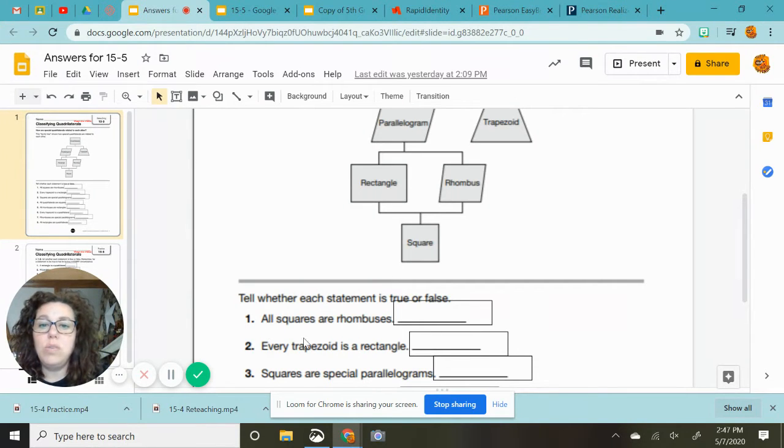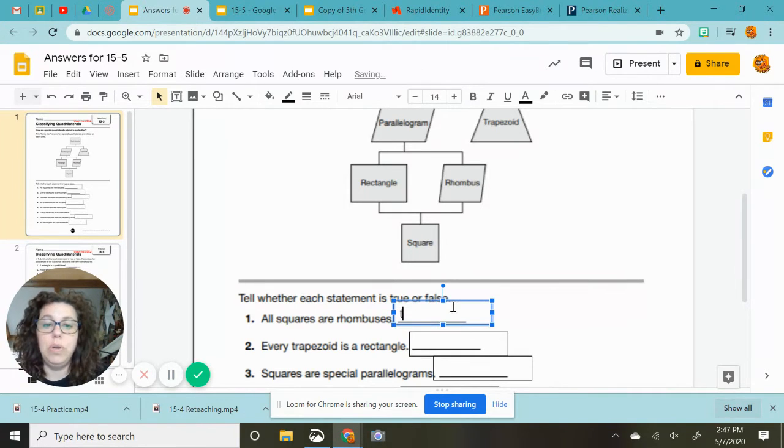So, all squares are rhombuses. That is going to be true. And we already talked about that because of that question with Aretha and Marvin on the previous day. So, all squares are rhombuses, yes. And that's because they have 4 equal sides and the sides are parallel to each other.